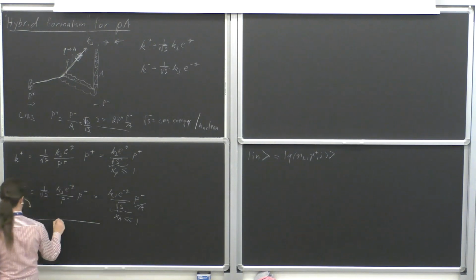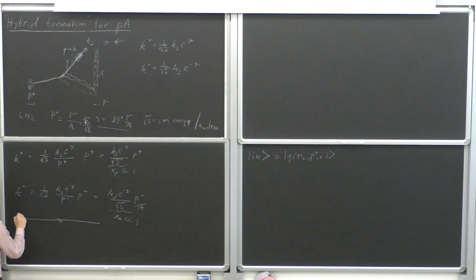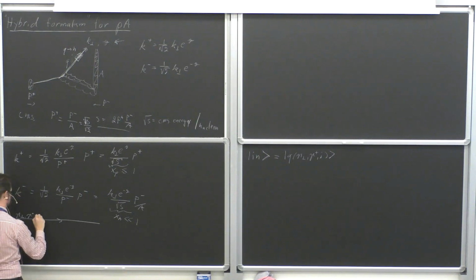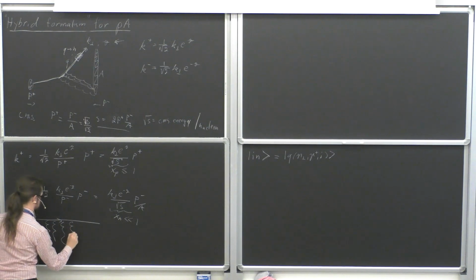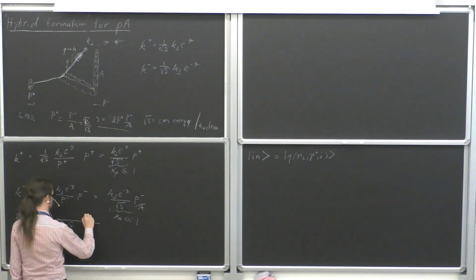So this is my quark. It comes in, in principle, with some momentum. The quark is now going in the plus direction, and it has some color I. It goes through the classical field, and then it comes out.